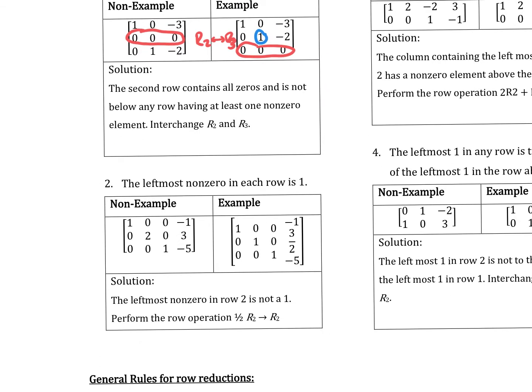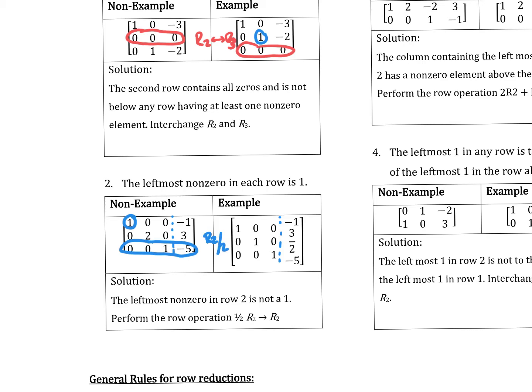The second says that the leftmost non-zero in each row is a 1. These are all augmented matrices, by the way. And you notice here, those have a 1 and a 0 above them. We'll look at row 2. Row 2 has all these zeros, but this is not a 1. We want that to be a 1. So to make it a 1, we're going to divide row 2 by 2. We're going to divide R2 by 2, and it'll give us a 1 in this spot.